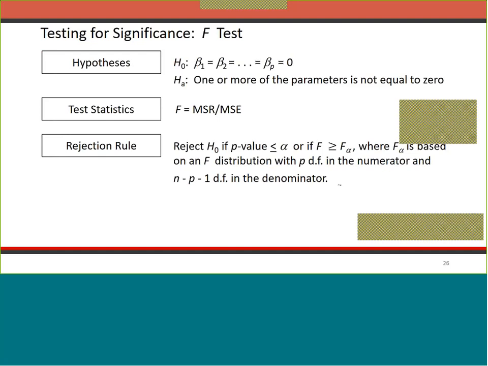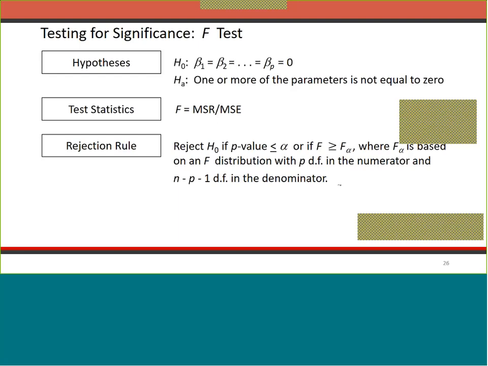So as usual, the f-test is the overall significance test. It means whether there is a relation between y and all the independent variables or not. The null hypothesis is a negative statement, so we write that there is no relationship, which means all of B1, B2 and so on up to BP are 0. But HA means one or more of the parameters is not equal to 0, meaning there is a relationship between y and x.